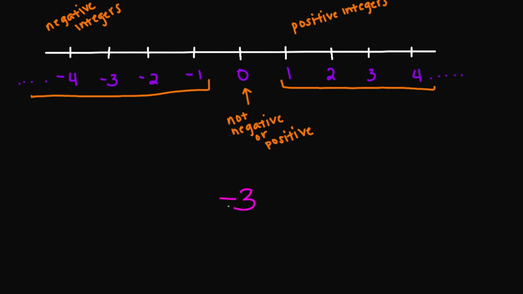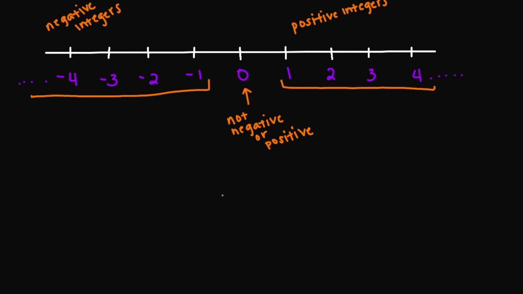Is -3 an integer? -3 is an integer, and will this be on the right side of my 0 or the left side of my 0? -3 would fall on the left side of my 0, which is a negative integer. What about the number 0? Is 0 an integer? Yes, 0 is an integer. What about the number 200? Is 200 an integer? Yes, 200 is an integer. What about -500? Yes, -500 is an integer.